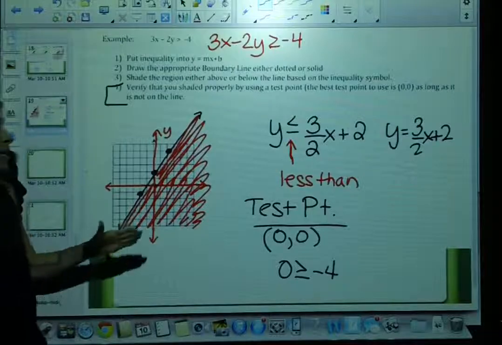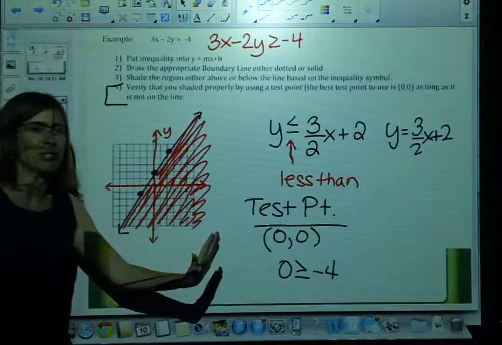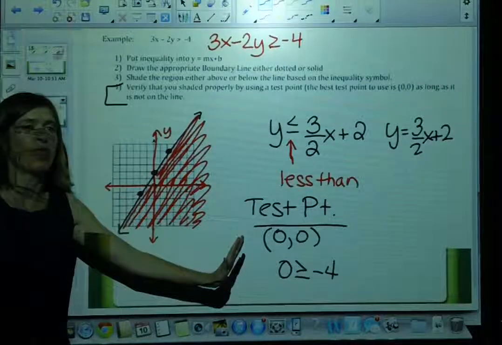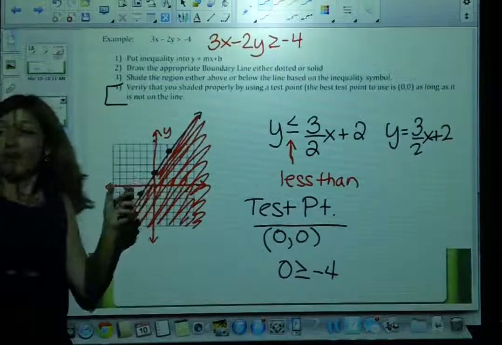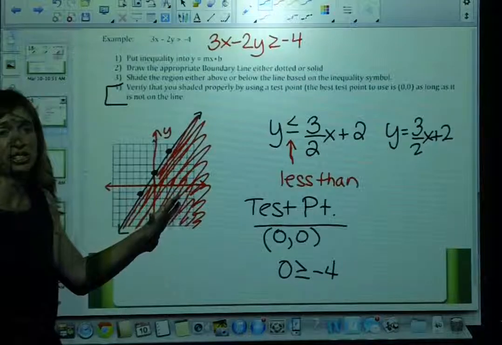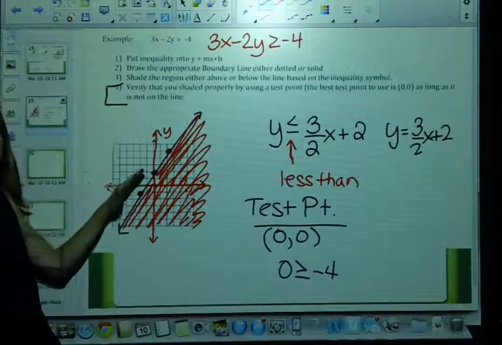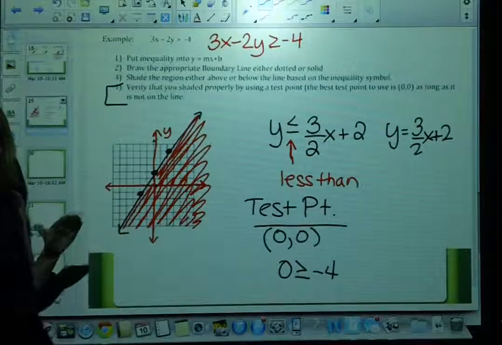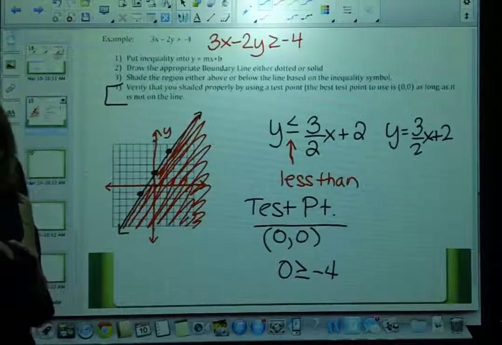I always pick 0, 0 if it's not on the line. It's the easiest one. If it made the inequality false, then that point couldn't be in the shaded region, so I would have shaded above this line. We're going to do another one in class in a second, okay?